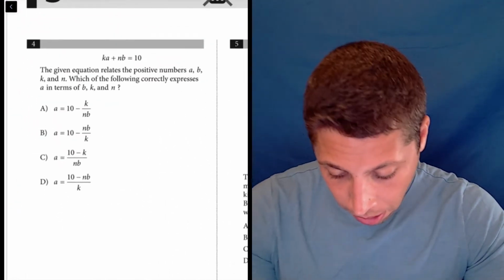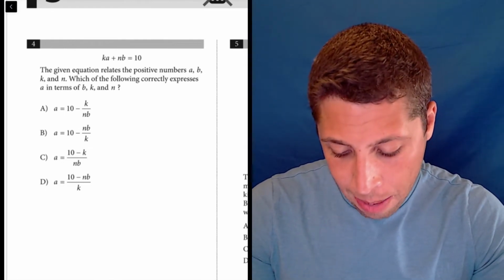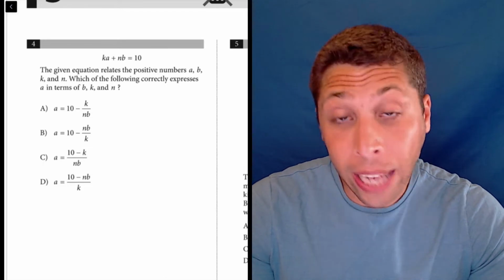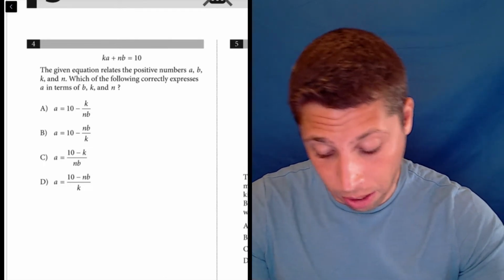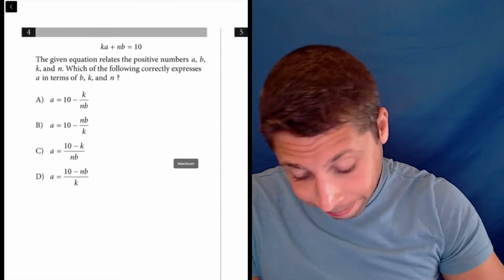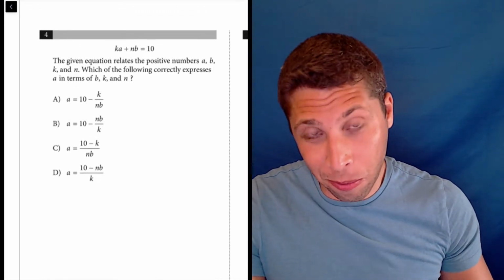Let's do 4. The given equation relates the positive numbers a, b, k, and n. Which of the following correctly expresses a in terms of b, k, and n? I could also arithmetize here and use a strategy. Let's do it the normal way first.